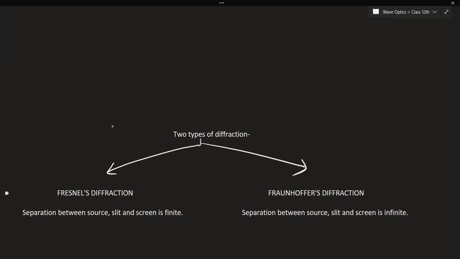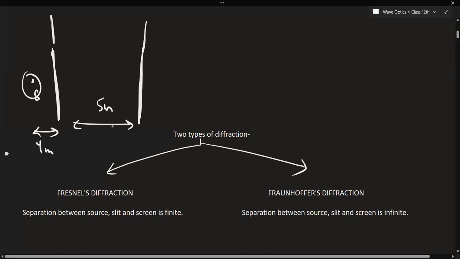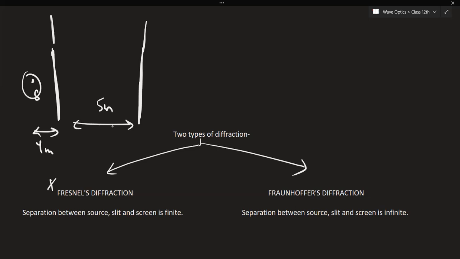So Fresnel diffraction is basically when the separation between the source, the slit, and the screen is finite. You can calculate it: this is 5 meters, this is 4 meters, this is the source, this is the slit. That is known as Fresnel's diffraction. That is not a part of your syllabus, so no need to go into the details of it.